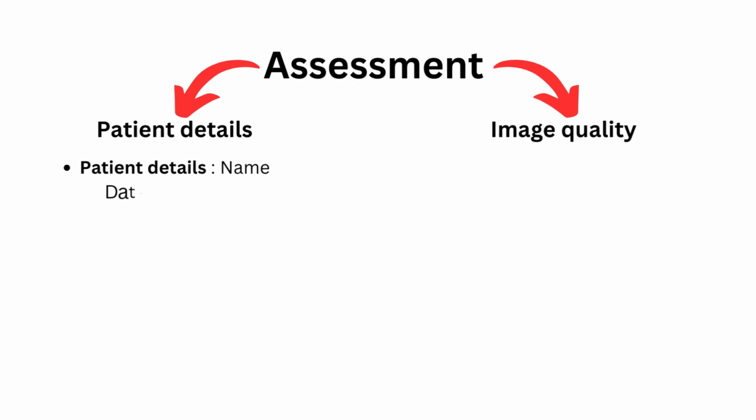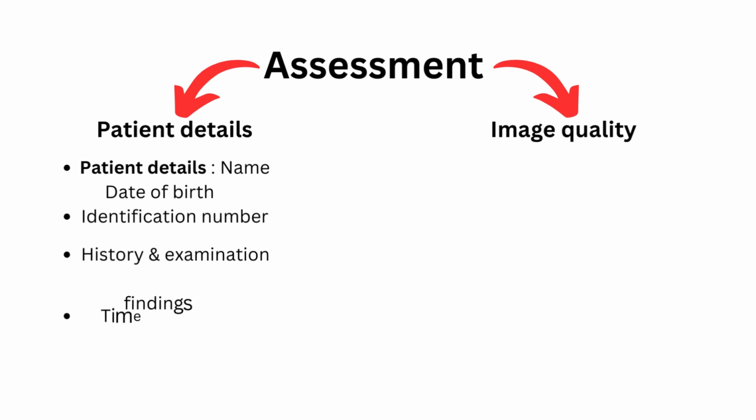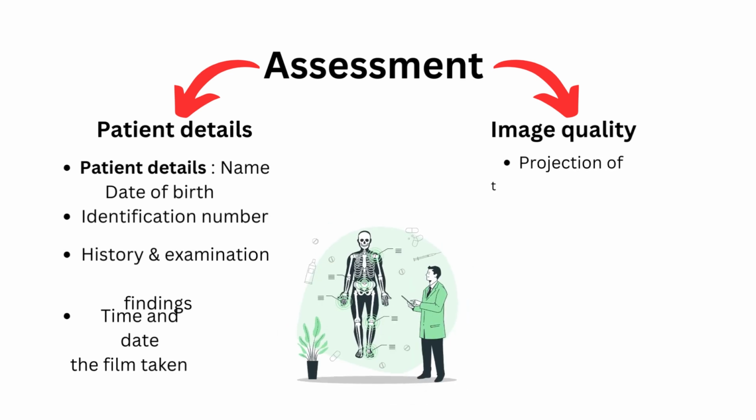Usually the patient details include name, identification number, and the time and date the film was taken, printed in the corner of the film. Usually the abdominal X-rays are in anteroposterior projection. Check whether they were taken in supine or erect posture.